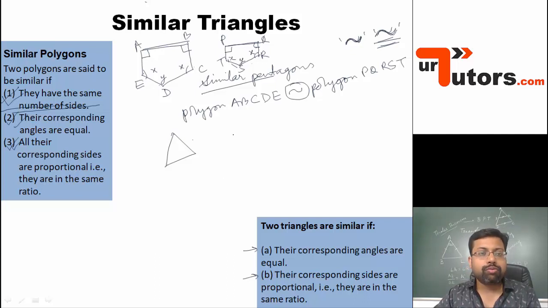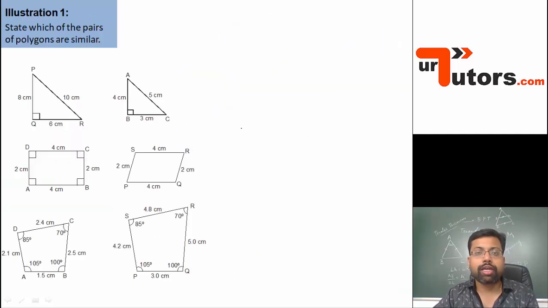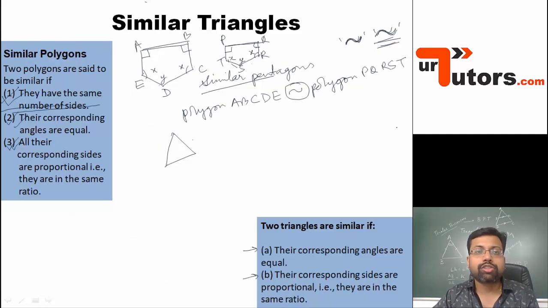We don't need to explicitly state that they should have the same number of sides, because a triangle by default will have 3 sides only. So that condition does not need to be stated separately. That is implied in it. Now, when we look at the similarity of triangles, we will see that if one of these conditions is true, the other one automatically becomes true.